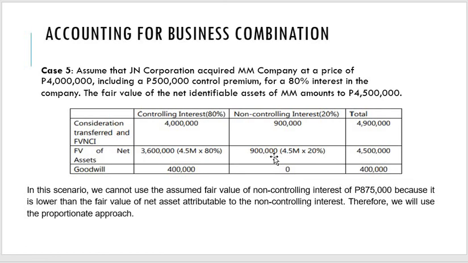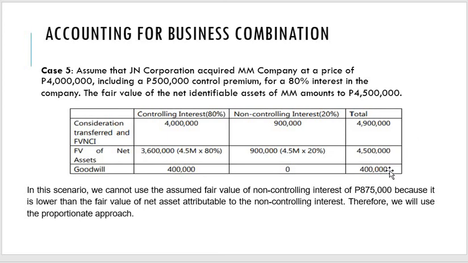So yung hindi pwede, no, hindi natin gagamitin yung 875 because it's lower than the NCI's proportionate share in the fair value of the net assets of the subsidiary. So in this case, we'll use 900,000 as our non-controlling interest. So the consideration transferred plus non-controlling interest is 4.9 million less fair value of your net assets na 4.5 million. You have goodwill of 400,000.